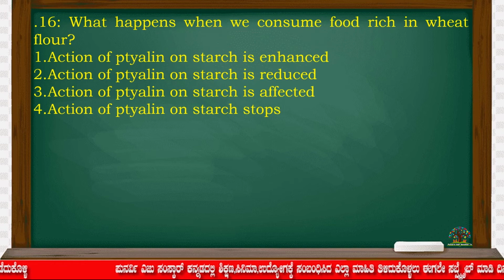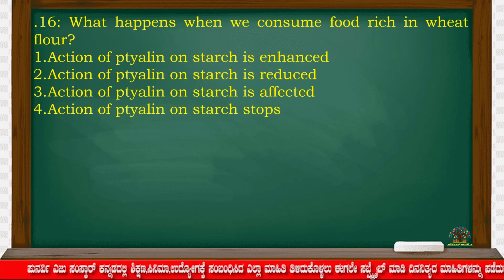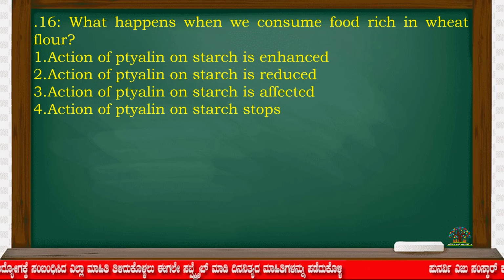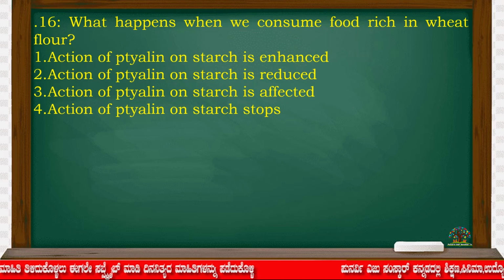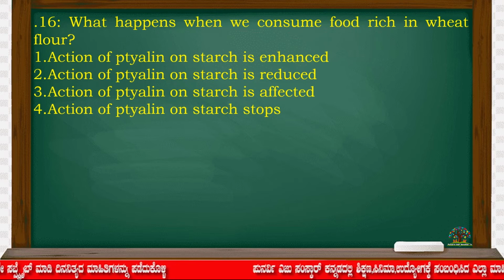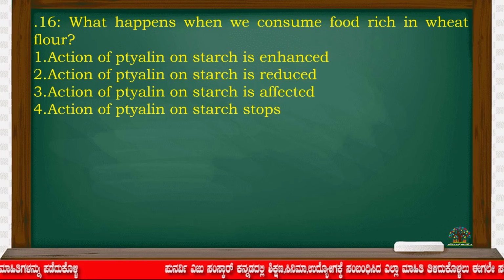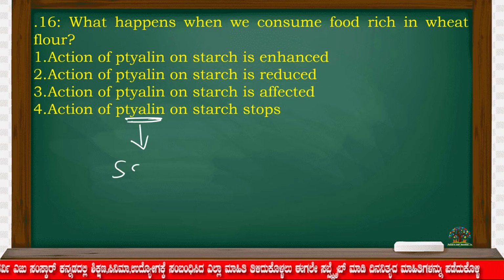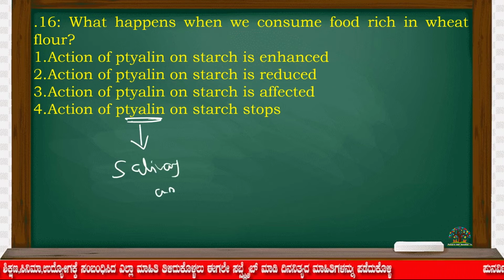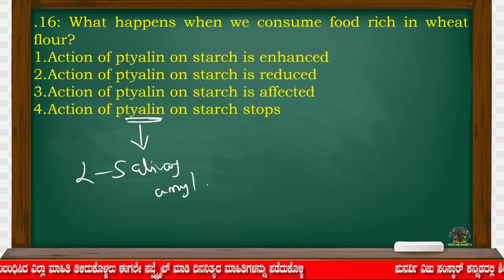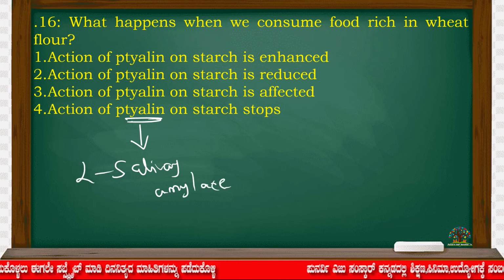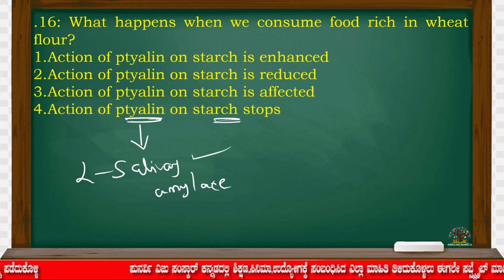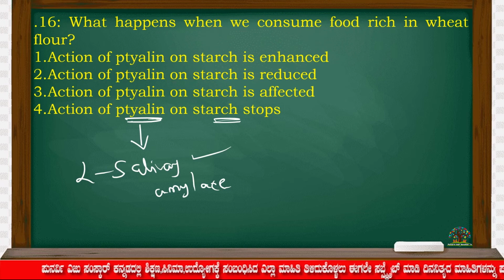So when we consume more and more wheat substances, wheat flour in the form of chapati or something like that, what happens? That is the actual question. Looking into option number 4, it says action of talin on starch stops. Talin is nothing but a form of salivary amylase. It is alpha salivary amylase that is helpful in the digestion of several carbohydrates, and starch is also a form of carbohydrate.